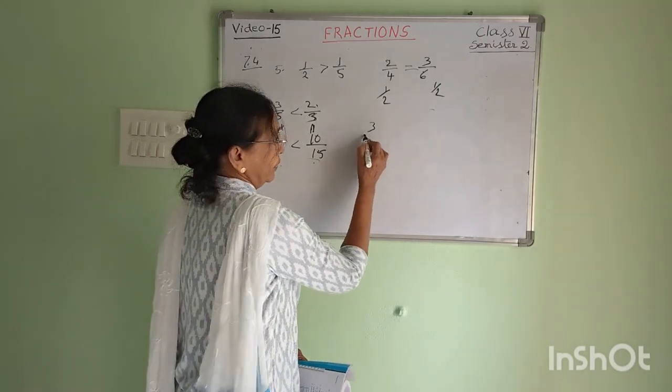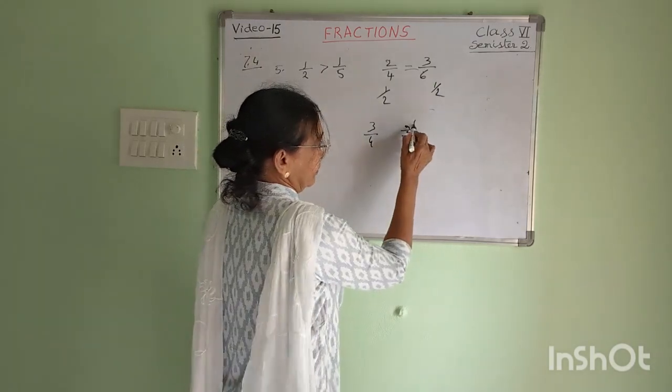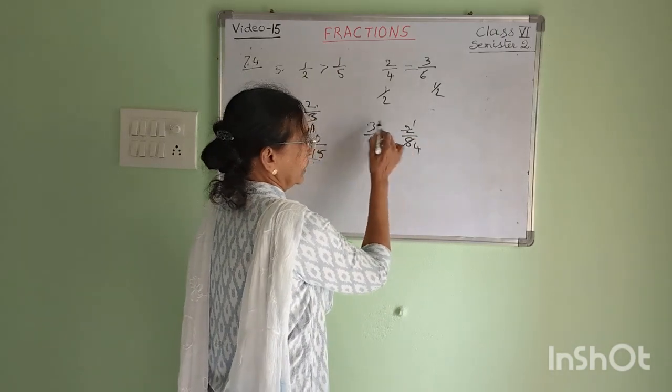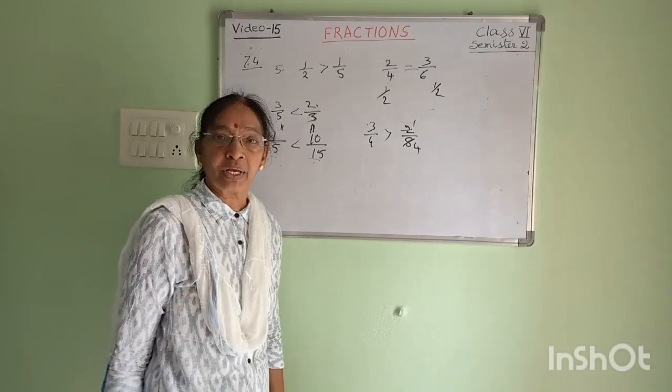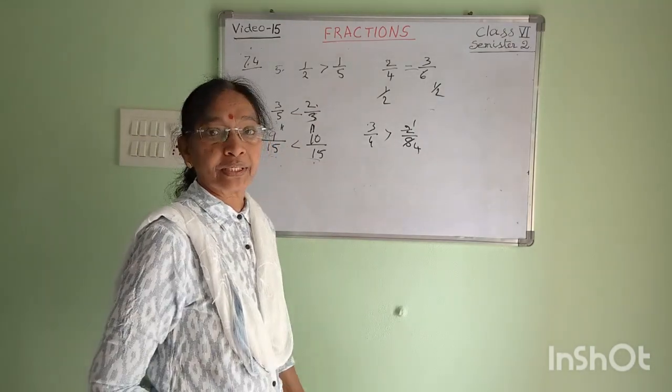Next, compare 3 by 4 and 2 by 8. We can simplify it: 2 ones are 2, 2 fours are 8, so 2 by 8 is 1 by 4. Comparing 3 by 4 and 1 by 4, 3 by 4 is greater than 1 by 4 because 3 is greater than 1 and the denominators are same.